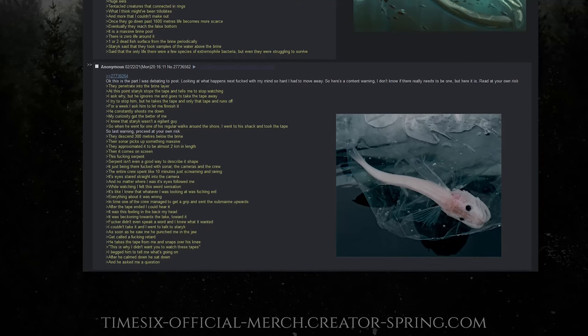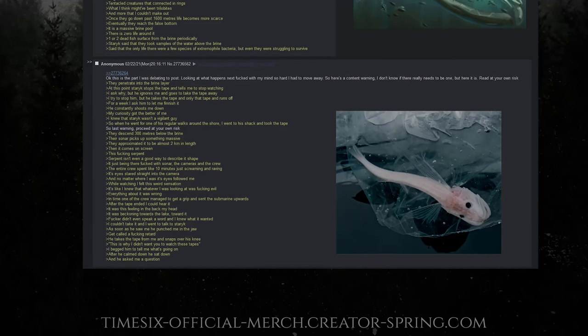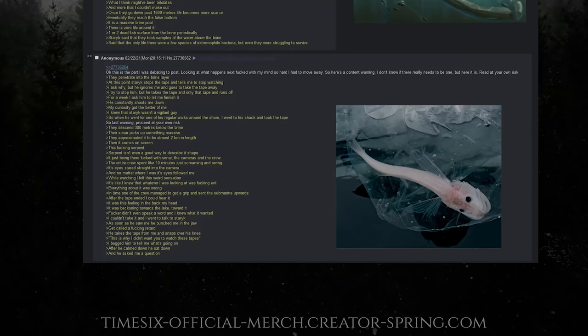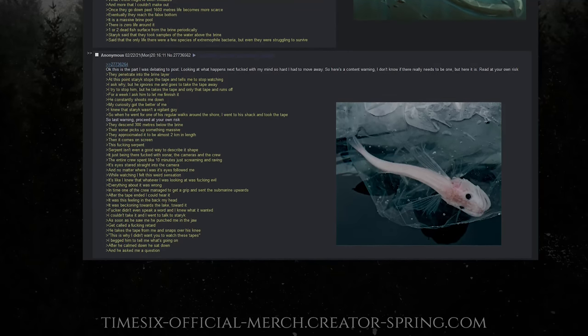They descend 300 meters below the brine. Their sonar picks up something massive. They approximated it to be almost 2 kilometers in length. Then, it comes on screen. This fucking serpent. Serpent isn't even a good way to describe its shape. It just being there fucked with sonar, the cameras, and the crew. The entire crew spent like 10 minutes just screaming and raving.